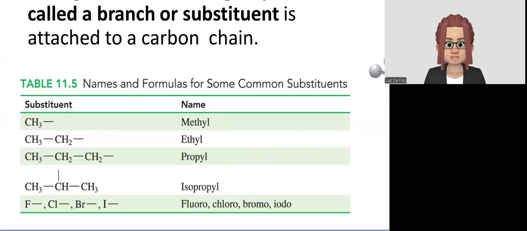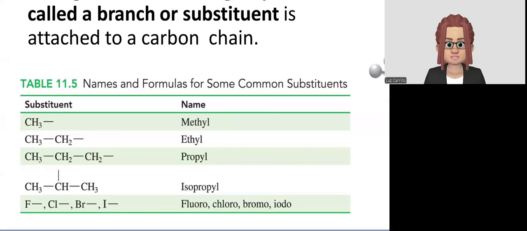Understand that halogens can also be substituents for alkanes. So if you have a fluorine substituent, that is called a fluoro group. Chlorine is known as a chloro group. Bromine is known as a bromo group. Lastly, iodine is known as an iodo group.